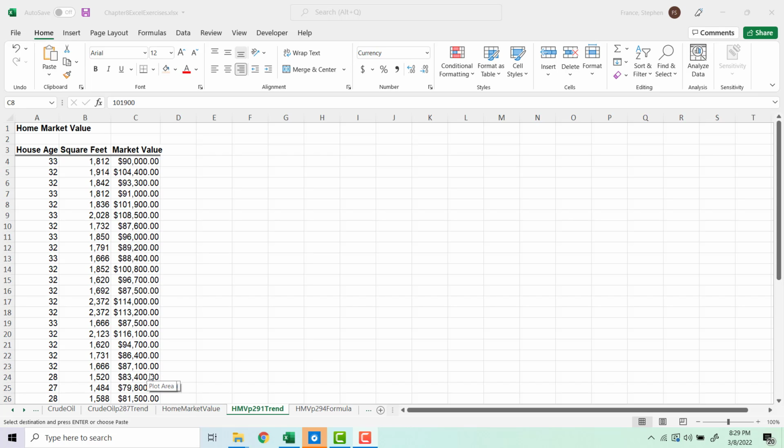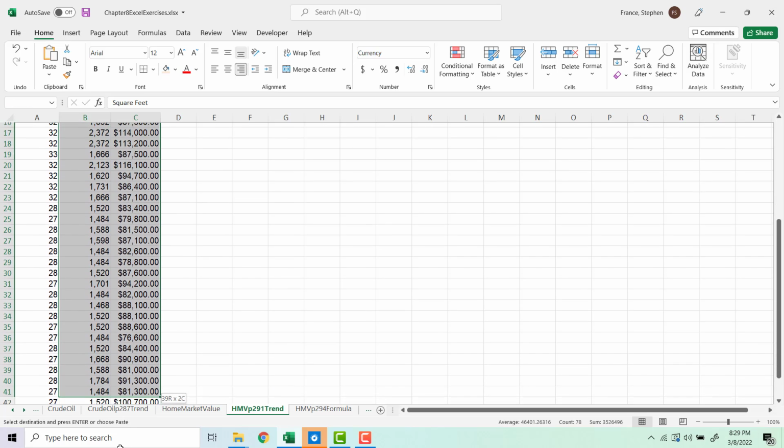Okay, so this is the example on page 291. It's very similar to the first example, but it introduces this home market value data set that we're actually going to utilize for a lot of this chapter. Basically, what we're trying to do is predict the market value of a house. Again, we're still with simple regression, using one variable, square feet.